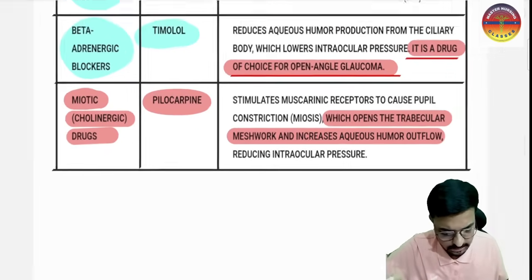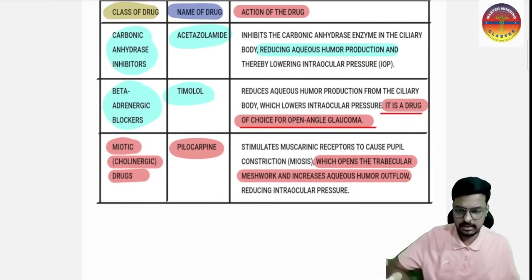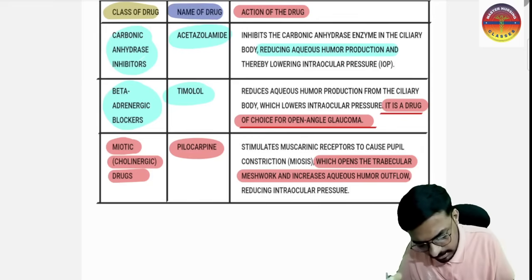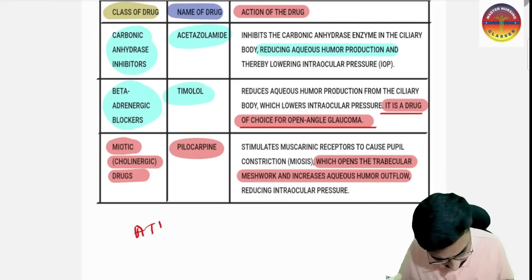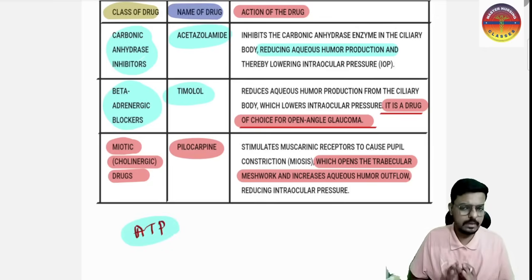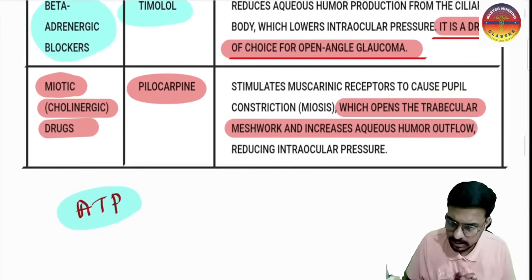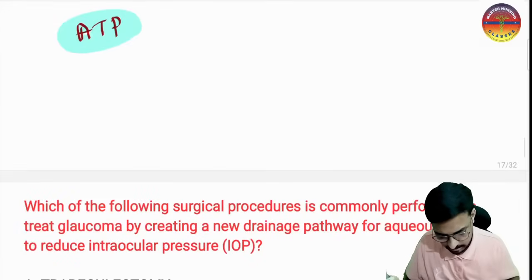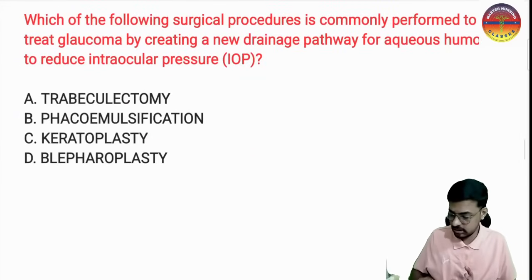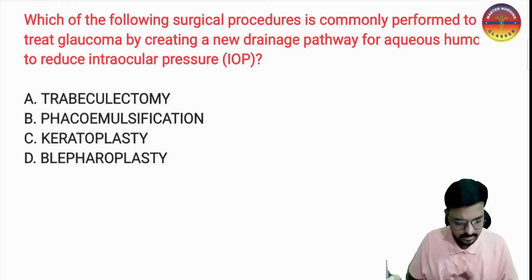So these are the drugs we have discussed, these three drugs. The very important mnemonic to remember is ATP. A, T, P are the drugs which we will use primarily in the treatment of glaucoma: acetazolamide, timolol, and pilocarpine. You have to remember this one, right? Yes, sir. And here comes the next very important question, and you must read it and give the correct answer.